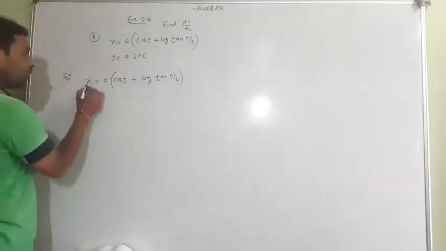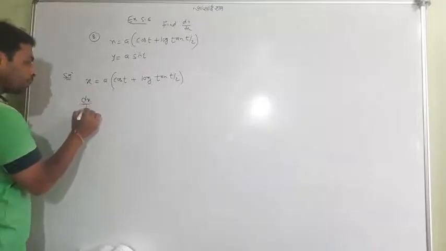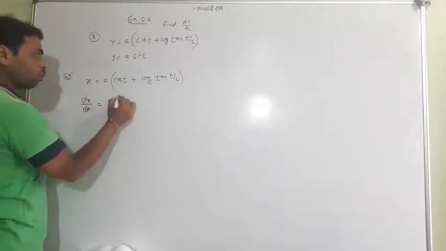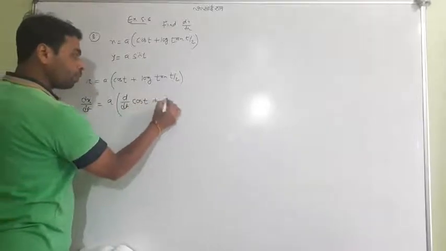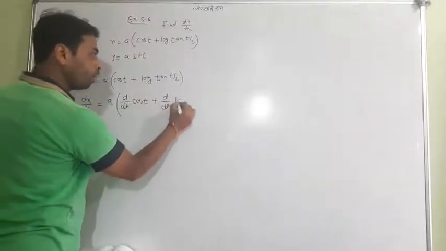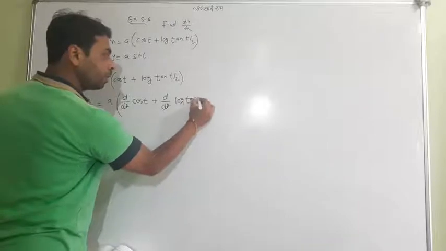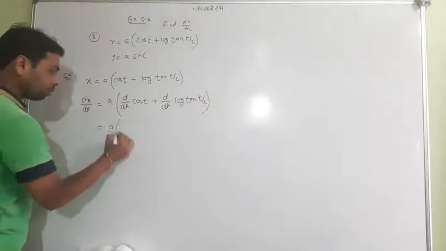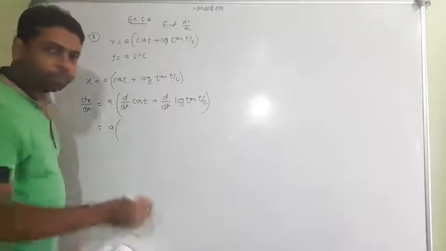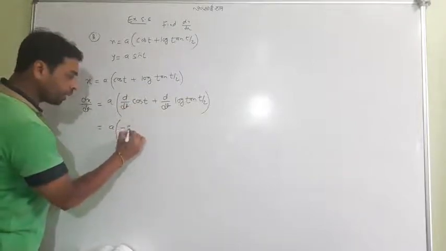So look at this. I will first differentiate with respect to t, d by dt. a is a constant, so d by dt of cos t, and d by dt of log tan t by 2. Afterward, this is d by dt of cos t. The differentiation of cos t is minus sin t.